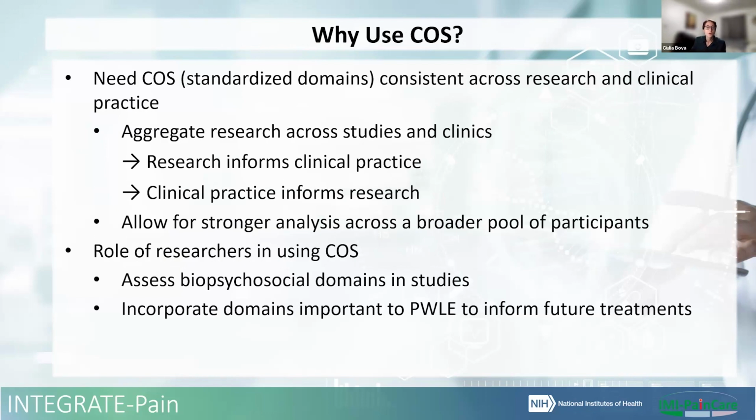The main reason to use core outcome sets is to have standardization. We want this to be consistent across research and clinical practice for the goals of our consortium, and to be able to aggregate research across studies and clinics. This way, research can inform clinical practice, and clinical practice can inform research. This allows for gathering larger amounts of data and having stronger statistical analyses from a broad pool of participants.